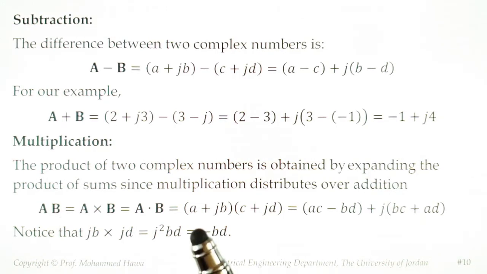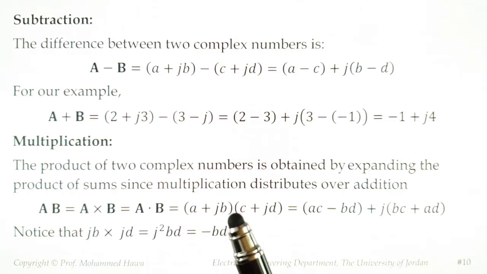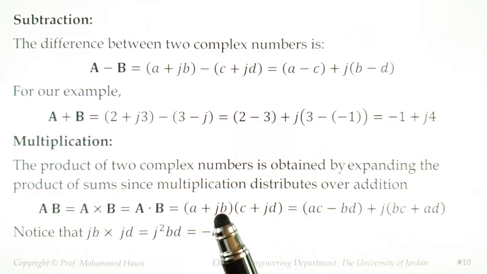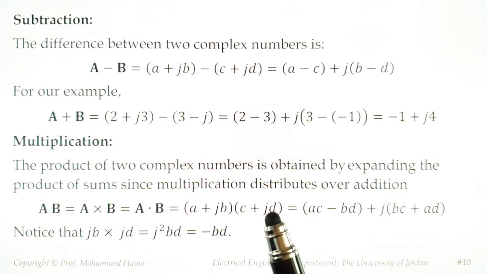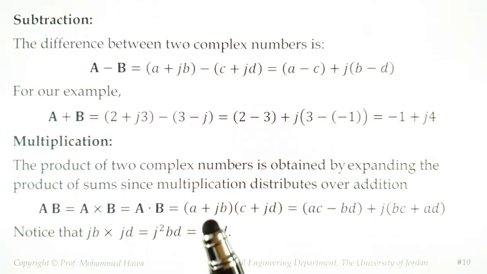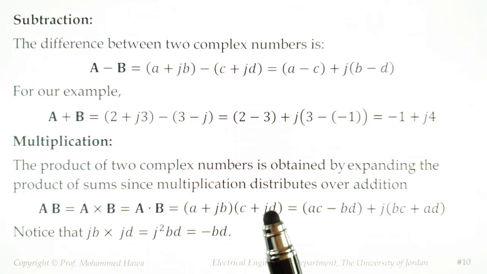Where if you want to multiply the complex number a plus jb by another complex number c plus jd, then what you want to do is multiply a by c, and the result is a real number ac, and then you add jb multiplied by jd. Please remember that jb multiplied by jd is j squared bd. But I told you that j squared is minus 1, so the multiplication is actually minus bd, which is a real number. So I put minus bd here, which is the multiplication result of jb by jd.